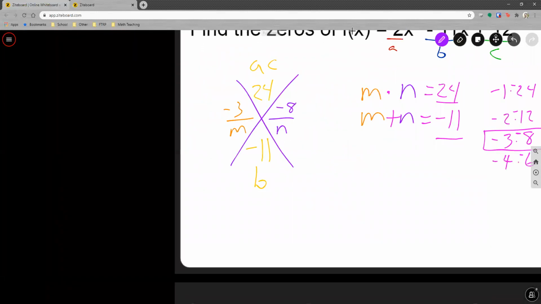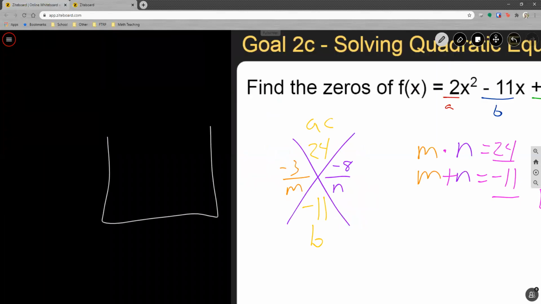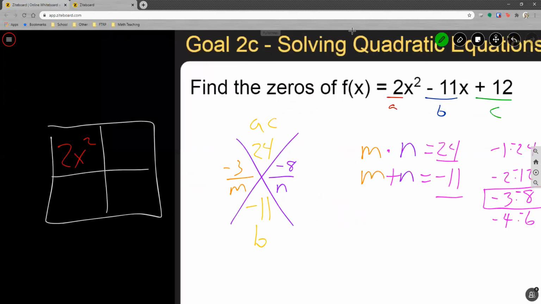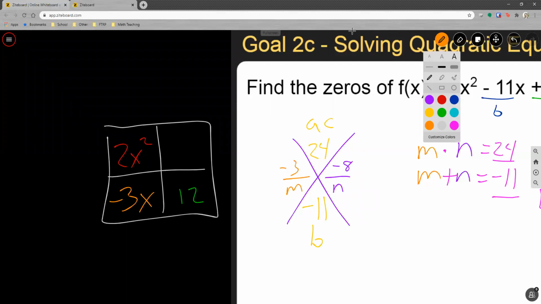Now I've got basically everything I need. I'm just going to set up my little box over here. We're almost done. So remember, my ax squared was 2x squared. My c value was positive 12. And my m value would give me negative 3x, and my n value would give me negative 8x.